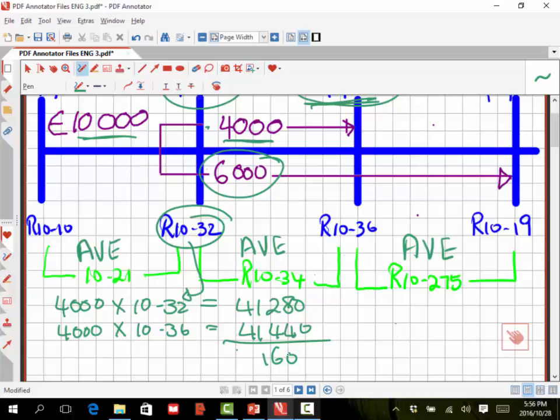Or you can just do the calculation by saying 4,000 times 1036 minus 1032, and that will also give you 160, which is then the loss on this adjustment. So you can do this calculation in one of these two ways that we've done there.